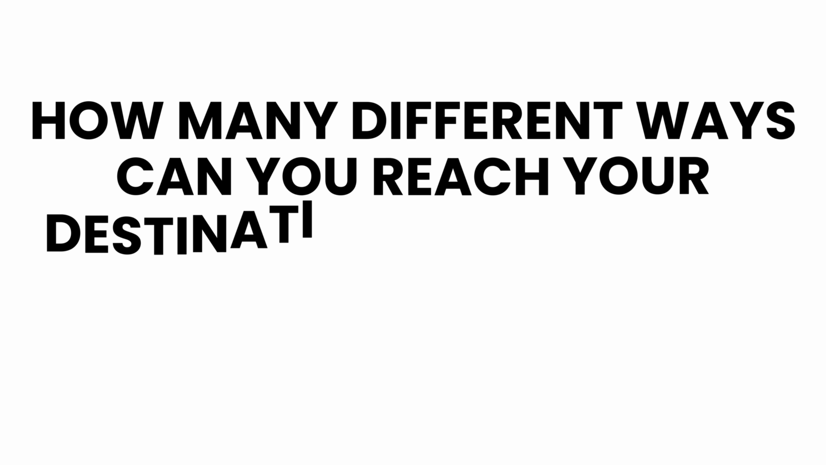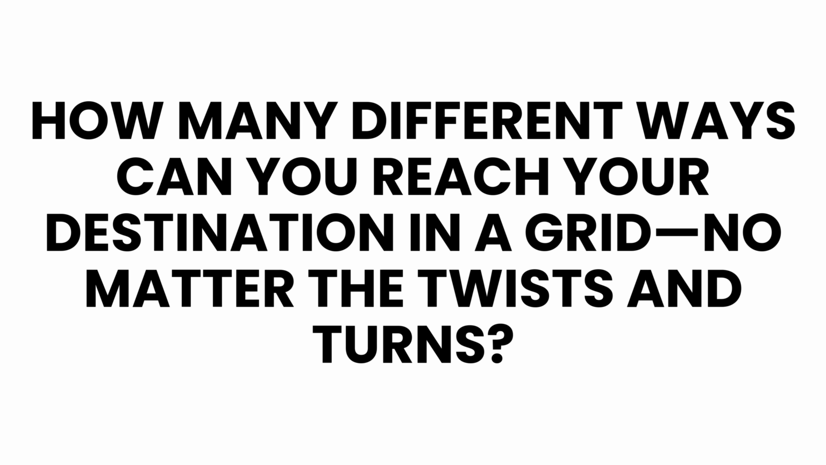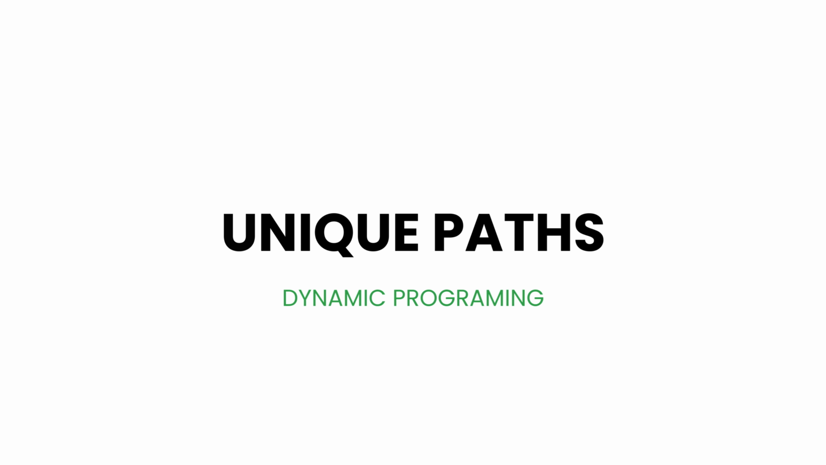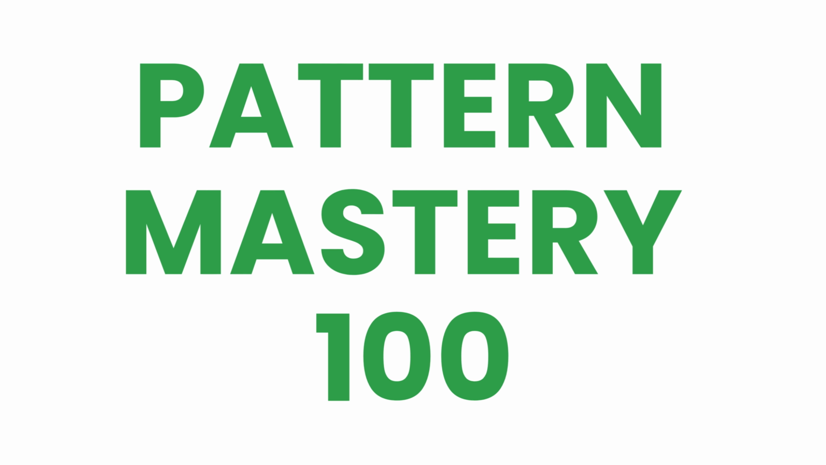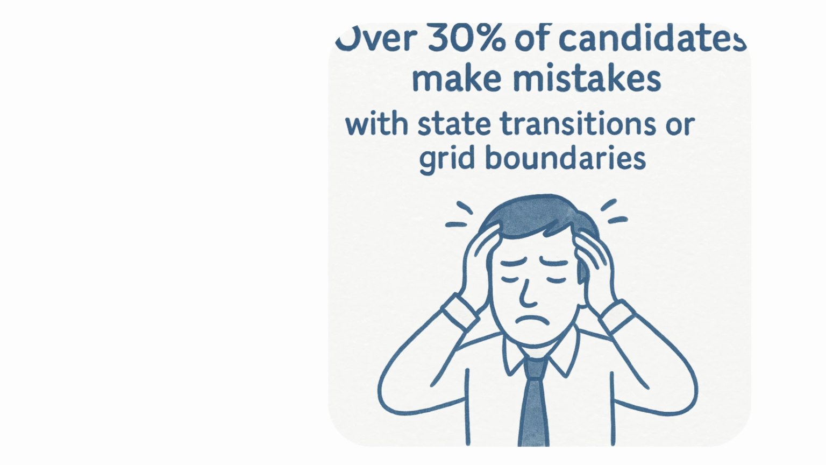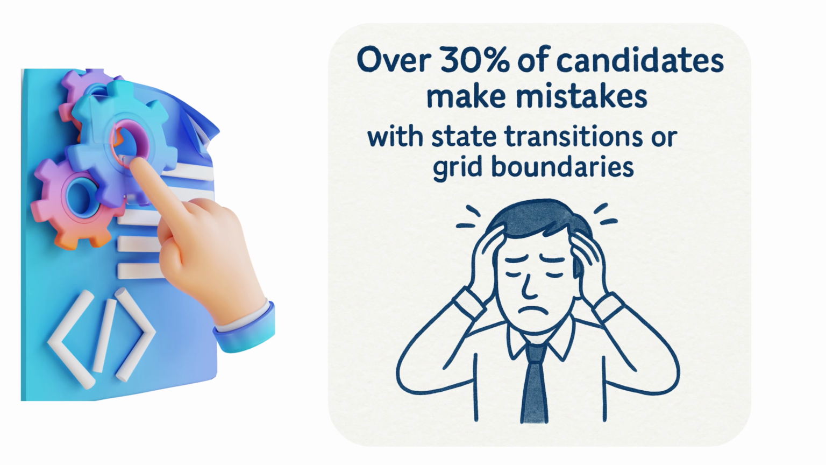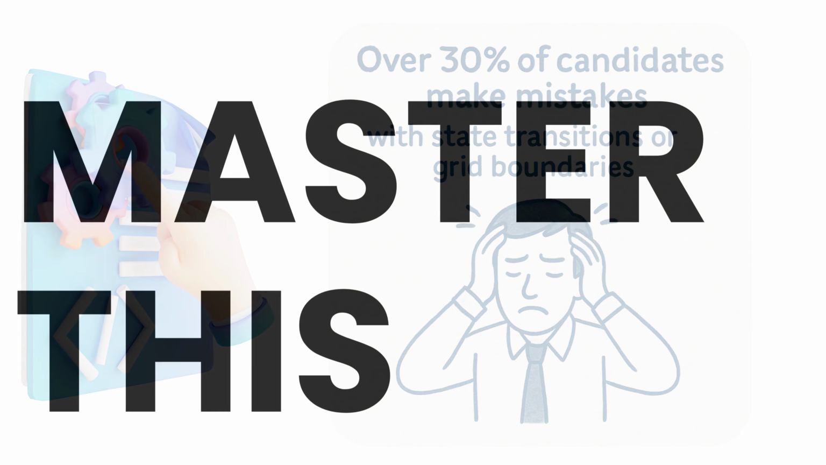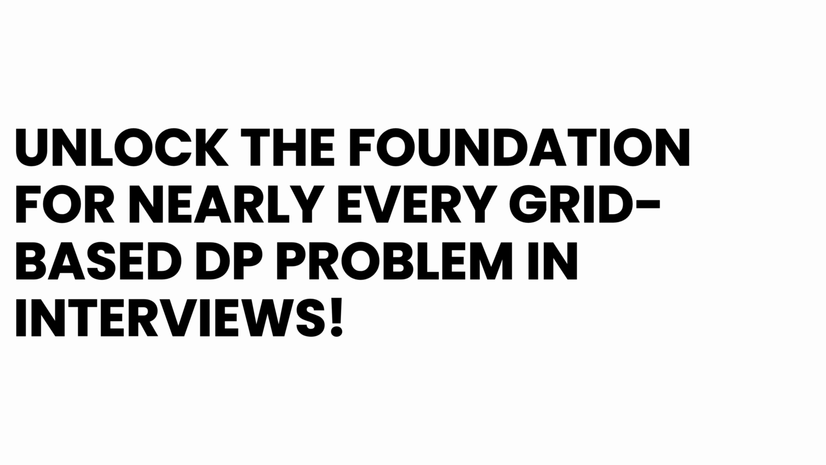How many different ways can you reach your destination in a grid, no matter the twists and turns? Unique Paths is a Pattern Mastery 100 dynamic programming classic and a favorite at Google, Meta, and Amazon. Over 30% of candidates make mistakes with state transitions or grid boundaries. Master this and you'll unlock the foundation for nearly every grid-based DP problem in interviews.